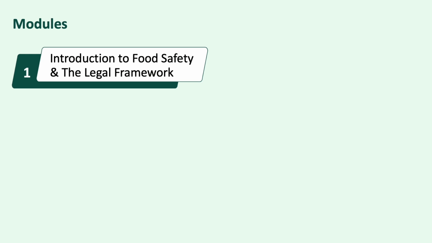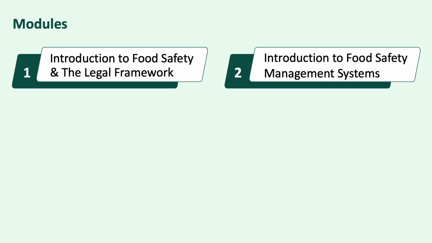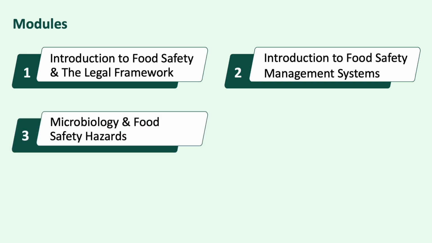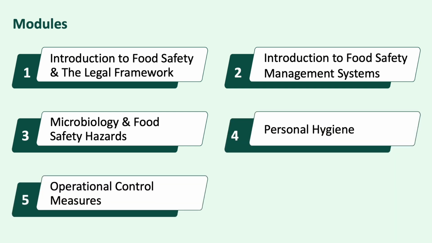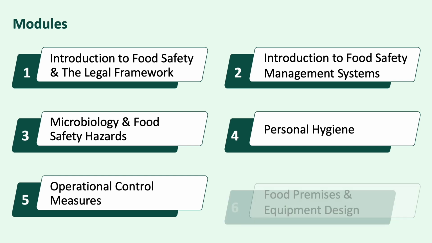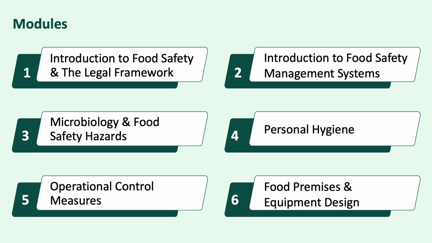This course is divided up into 10 modules to facilitate easier learning. Module 1, Introduction to Food Safety and the Legal Framework. Module 2, Introduction to Food Safety Management Systems. Module 3, Microbiology and Food Safety Hazards. Module 4, Personal Hygiene. Module 5, Operational Control Measures. Module 6, Food Premises and Equipment Design.